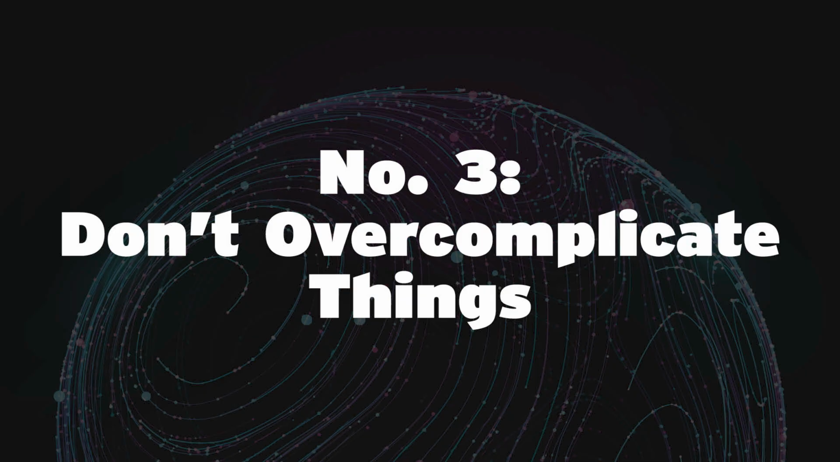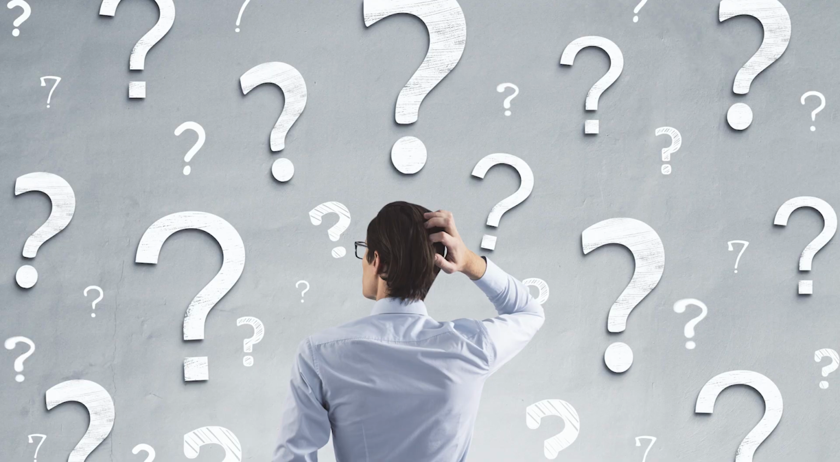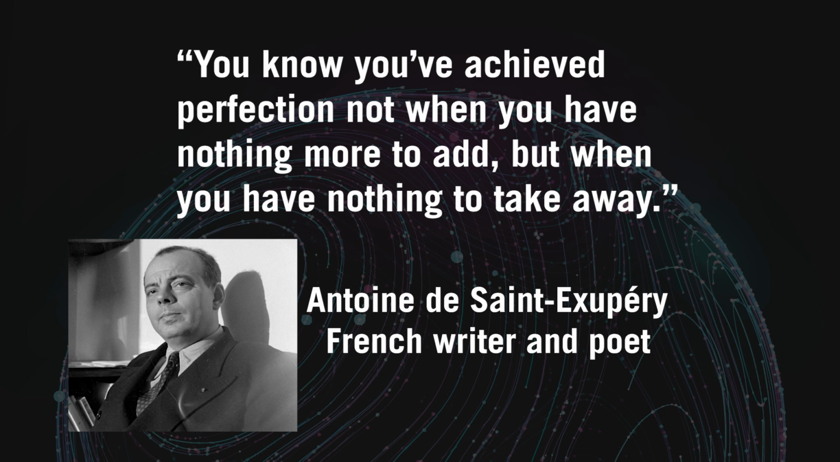Number 3, don't overcomplicate things. This tip isn't about oversimplifying or dumbing things down. It's about not making your data visualization more complicated than it needs to be. Get rid of anything that is non-essential to the intent of the graph. Make it clear where to look and eliminate any additional clutter or distractions. As Antoine de Saint-Exupéry once wrote, you know you've achieved perfection not when you have nothing more to add, but when you have nothing to take away.